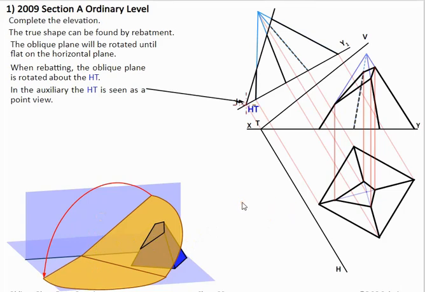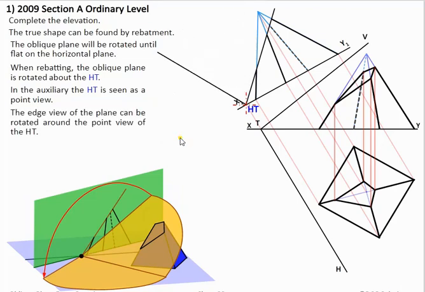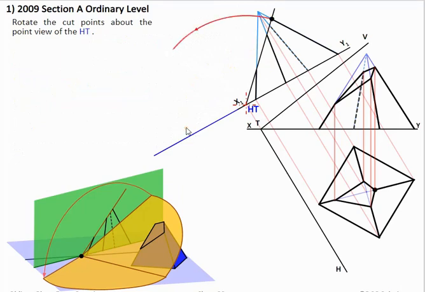So what we're going to do is use HT as a hinge. HT here is our hinge, and we see it as a point in this view here. This means that we can use this point here and hinge this whole surface around. To draw this out, we rotate this around, and then we'll bring down our points onto that line. So this is our first point brought down.